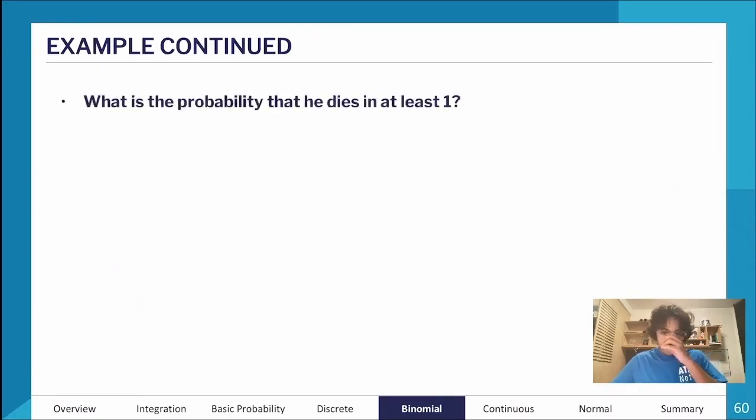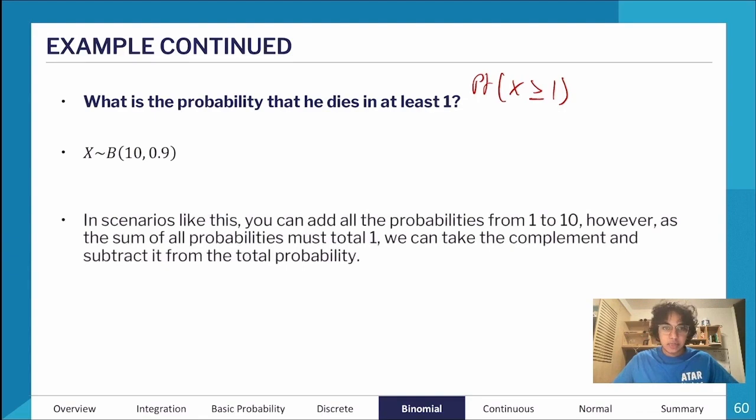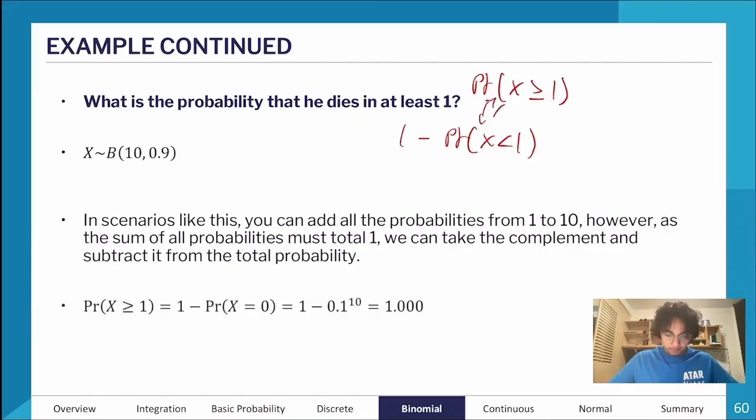What is the probability that he dies in at least 1? So the probability of x is greater than or equal to 1, so at least 1. Again, same thing. There are two ways to do this question. One is to add everything from 1 to 10, right? But since we know all these outcomes, since it's a probability distribution that must sum to 1, we can just do the complement. So I can do the probability of x is less than 1 and do 1 minus that, right? So these are just complements of each other.